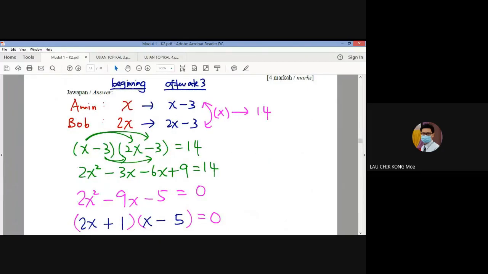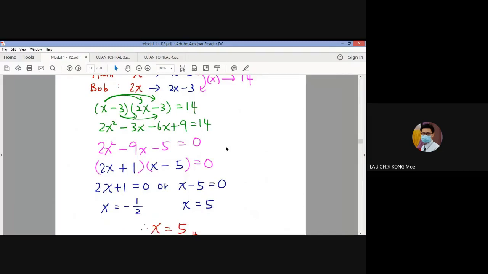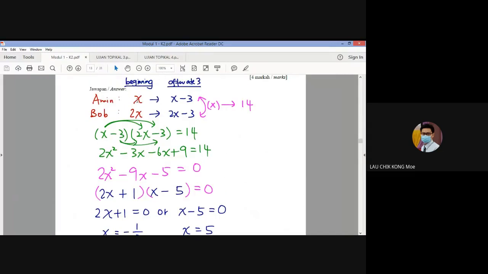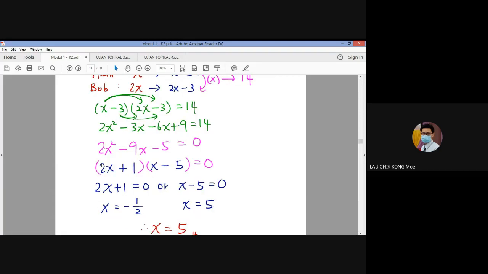This is my answer. But your answer is correct. Okay, so Amin, at the beginning, we have X pieces of chocolate. Bob, 2X. After each ate 3, X minus 3 and 2X minus 3. And the multiplication of them equals 14. So 2x squared minus 9x minus 5 equals 0 is correct for Nazim. But Nazim, you didn't do the factorization here. So no more marks. You can only get 1 mark from here.